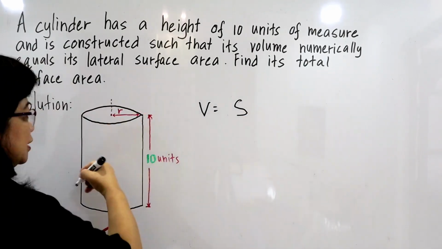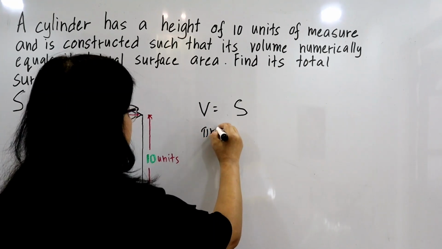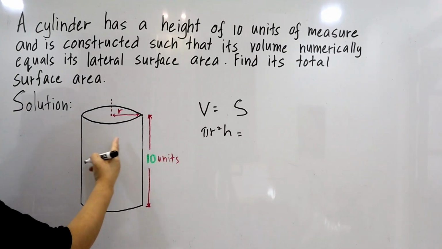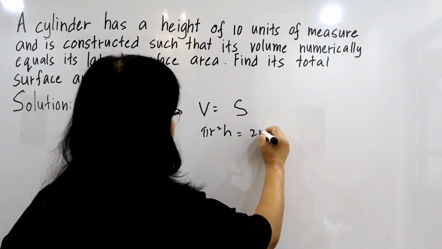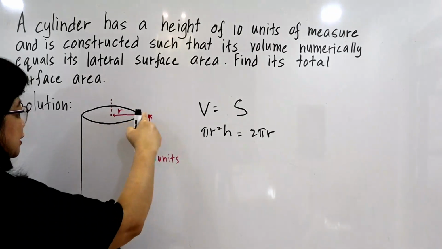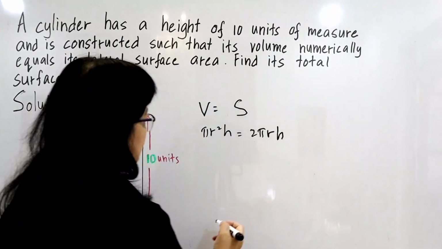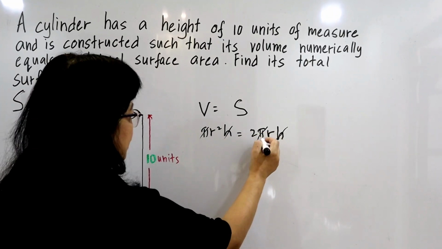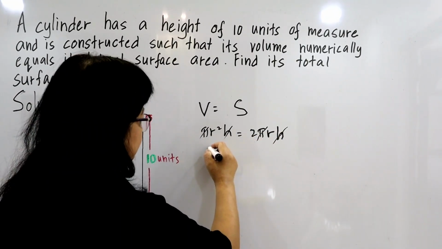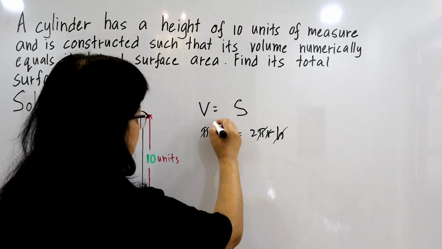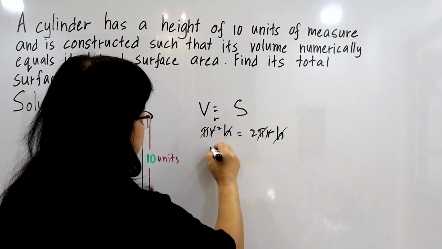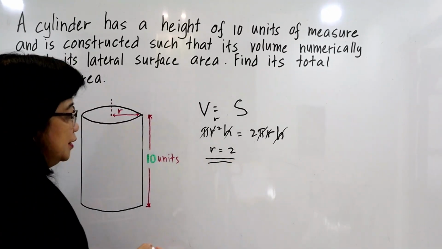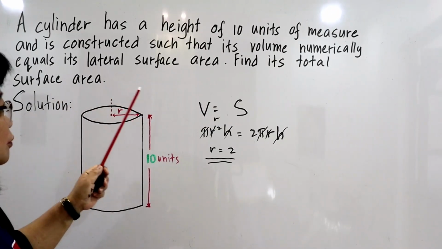Now it is mentioned here that the volume is equal to the lateral surface area. The volume of the cylinder is equal to pi r squared h, and the lateral surface area is equal to 2 pi r times the height. So here we can cancel h, pi, and r. So r is equal to 2. Now we have found the value of r.